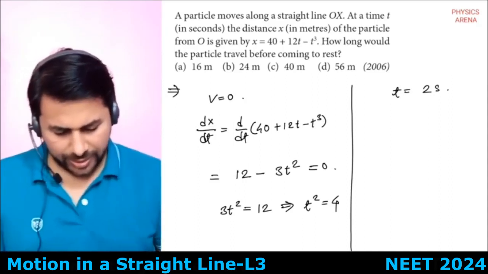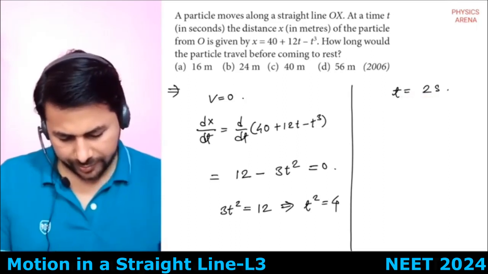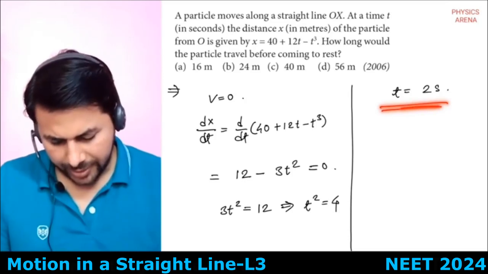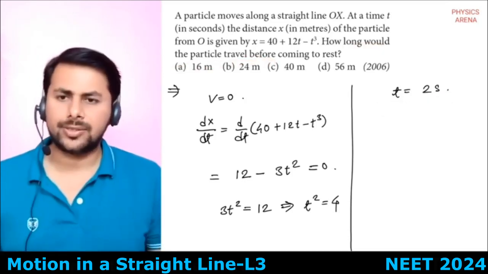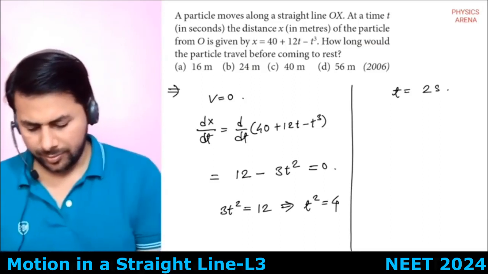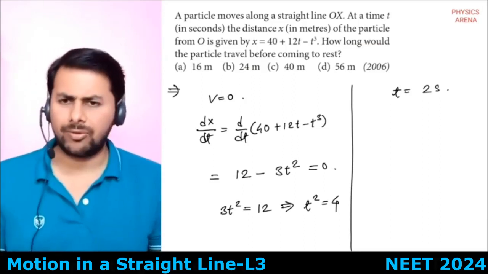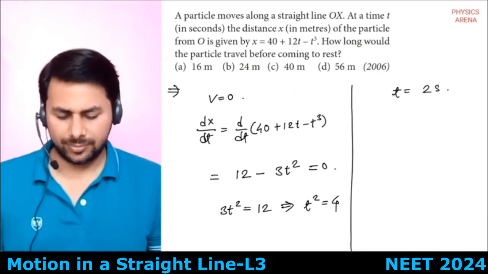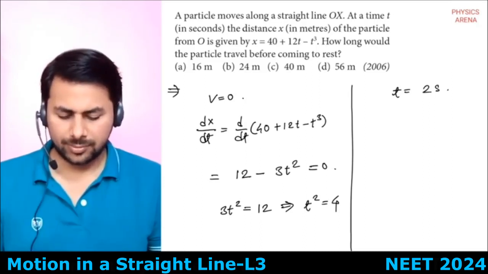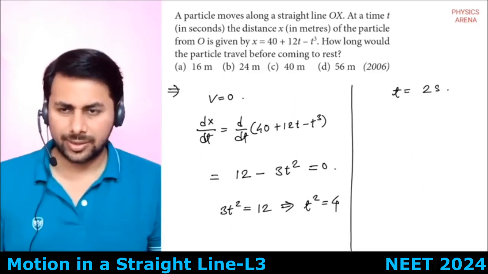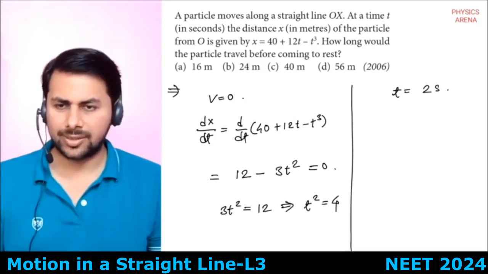Okay, so you have t equals 2 seconds, right? Then how long does the particle travel before coming to rest? This is the question. So how long does it travel? How will you find out? So we have to substitute that t is equal to 2 seconds in that x distance equation. Is it correct?